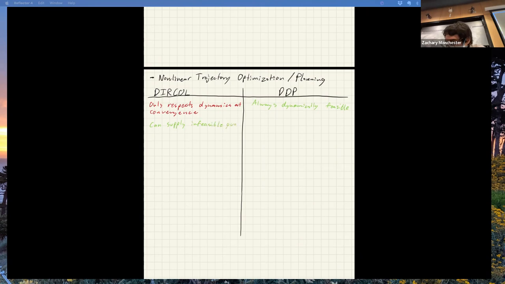Whereas with the DDP stuff, you can only provide an initial guess on the controls, and then you have to roll it out with the dynamics, and that doesn't necessarily work super well. Particularly if you have a really nonlinear, high dimensional dynamical system, it can be really hard to get a reasonable initial guess this way. Okay, so then on the DIRCOL side, we can basically handle arbitrary constraints. Anything you want, you can just throw in there.